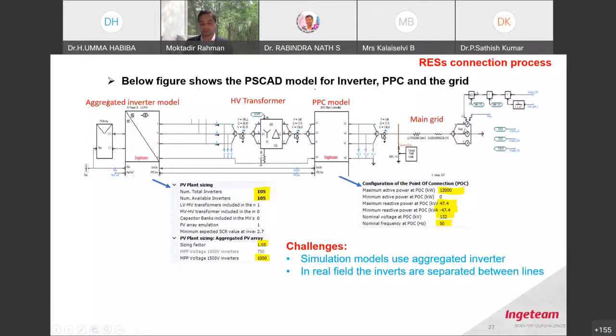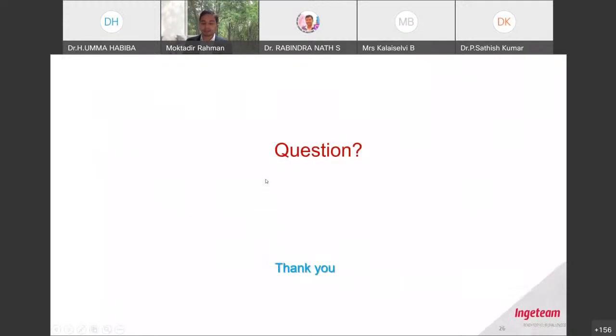So the challenge is that simulation models are aggregated inverter models, but in the real field, inverters are separated along the lines. So this is the challenge. You cannot put 100 inverters in the simulation to run, but you still need to accurately represent the field results in the simulation results. I think, yeah, up to now, that finishes my presentation, and I'd like to hear some questions from you, if you have any.